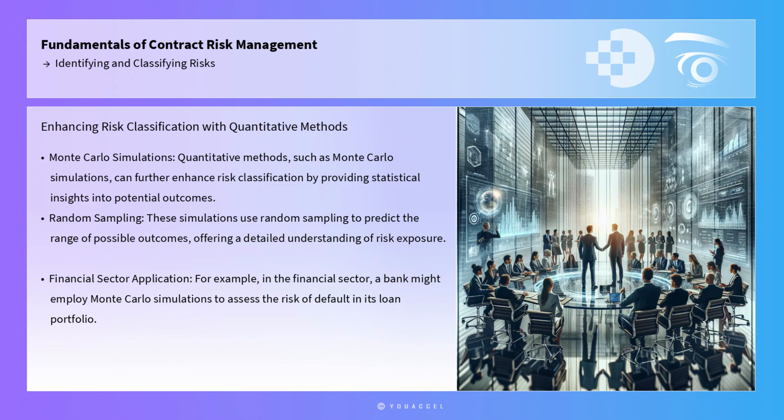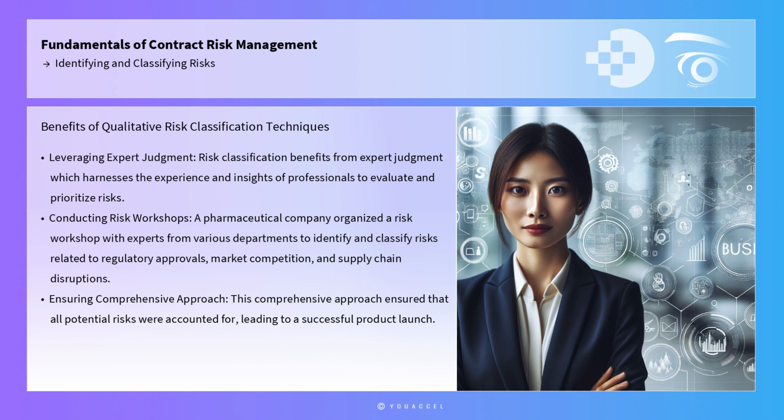Quantitative methods, such as Monte Carlo simulations, can further enhance risk classification by providing statistical insights into potential outcomes. These simulations use random sampling to predict the range of possible outcomes, offering a detailed understanding of risk exposure. For example, in the financial sector, a bank might employ Monte Carlo simulations to assess the risk of default in its loan portfolio. By simulating various economic scenarios, the bank can classify loans based on their risk levels and adjust its lending policies accordingly.